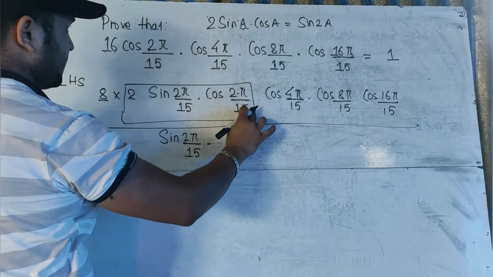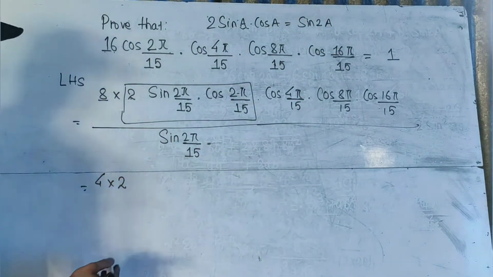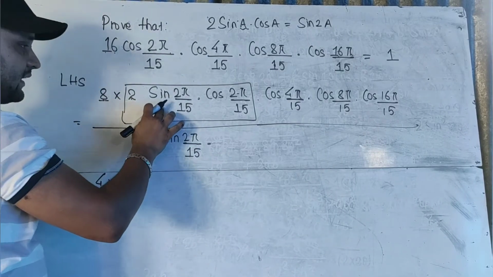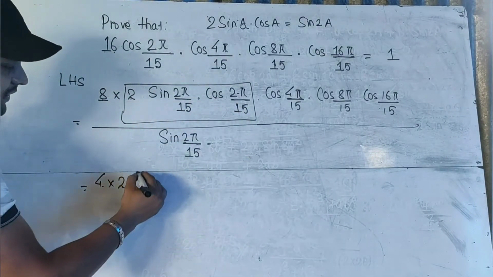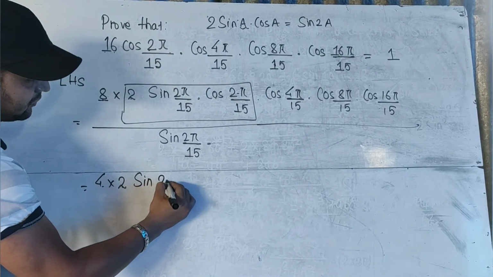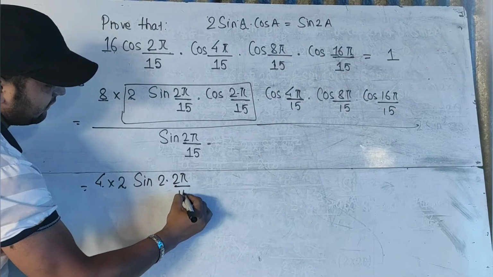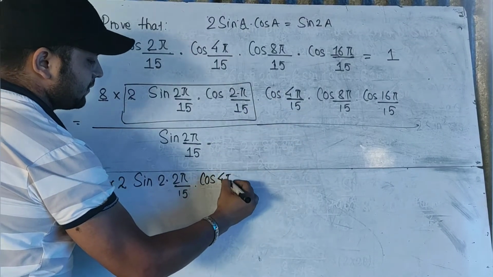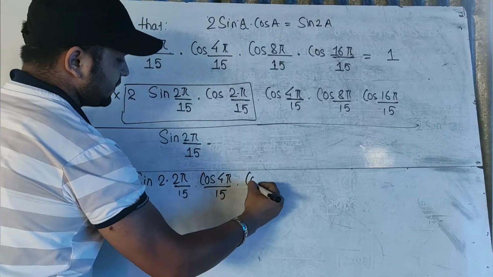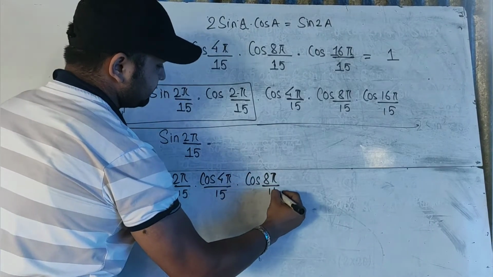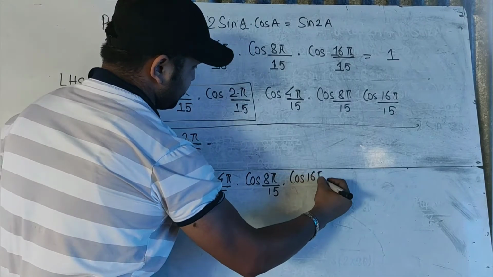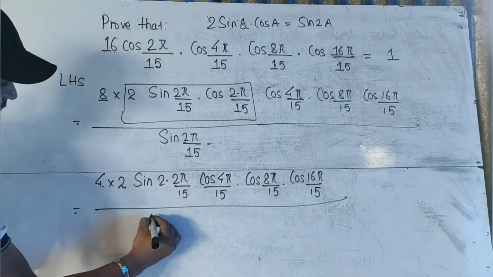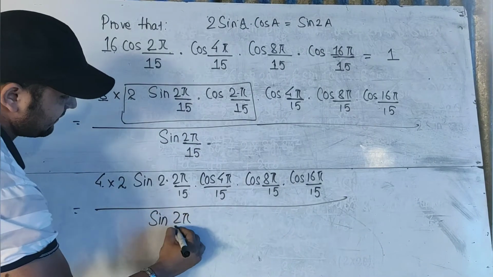In place of A you have 2 pi by 15. So again in place of A we have right here 2 pi by 15. So 8 is broken into 2 into 4 into 2. Now you have 2 sine 2 pi by 15 dot cos 2 pi by 15, which can be written into sine 2 pi by 15. So dot, other will be copied same, cos 4 pi by 15 dot cos 8 pi by 15 dot cos 16 pi by 15 divided by sine 2 pi by 15.